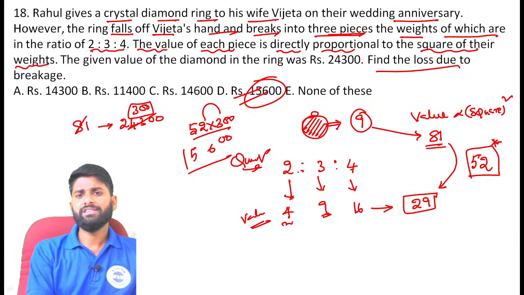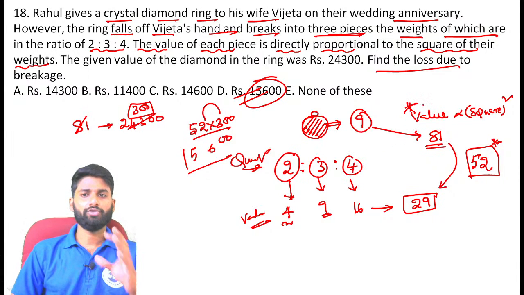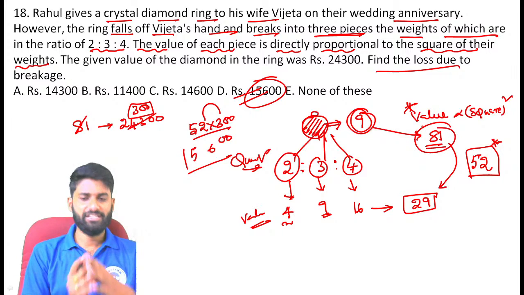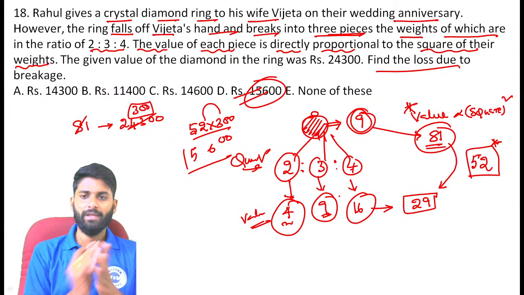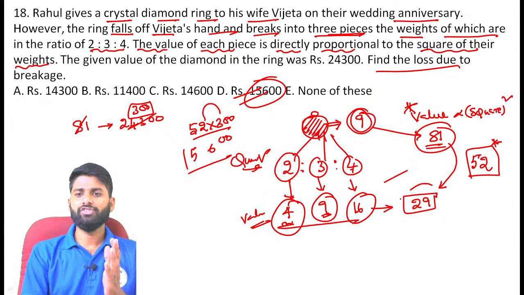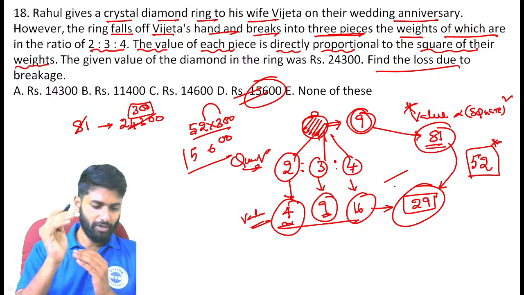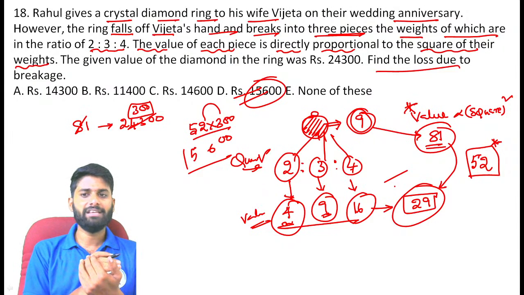First of all, they are divided in the ratio of 2 is to 3 is to 4. And there is a major piece of information here: the value is directly proportional to the square of its weight. If it is a single product, the total quantity is 9, so the price is 9 squared, 81. For the individual breakage values, 4 is 2 squared, 9 is 3 squared, 16 is 4 squared. If you combine all these values, you can get only 29 rupees. So originally you are purchasing for 81 rupees, but now you get only 29 rupees. Definitely the person incurs a loss only.